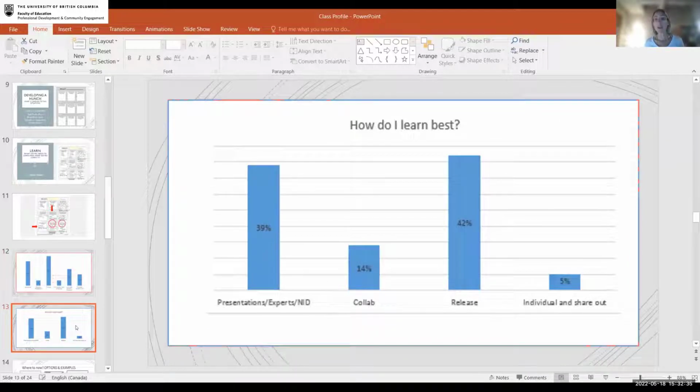And then when I asked them how they learn best, 39% of them said, I want an expert. I want presentation. That's how I learn best. 14% said, I want to collaborate with my colleagues. 42% said, I need release time. And 5% said, because of course everybody wants release time, but fair enough. If that's how they want to learn, then that's what we have to do. 5% wanted to just go away, learn on their own, and then they could share out.